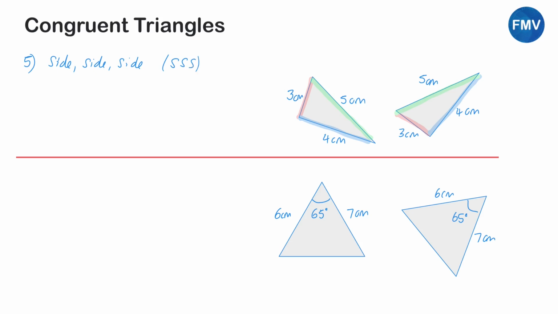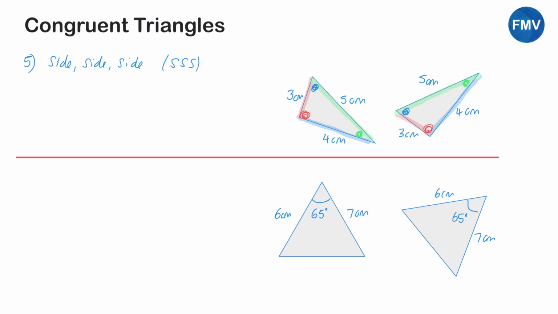And because those sides are equal, we also know that this angle here is the same as that angle there. We know that this angle here is the same as that angle there. And finally, this angle here is also the same as this one here.